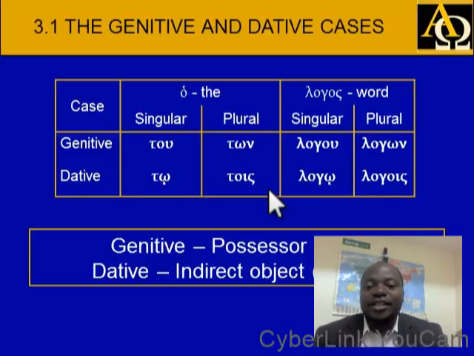So let's look at the chart. So the same thing that we looked at already. The genitive is logou, the plural is logon, the dative is logoi, the plural is logois. And these are the definite article: tou, ton, toi, tois. So genitive is possessor, dative is indirect object. Genitive is possessor, and in English that means of something.